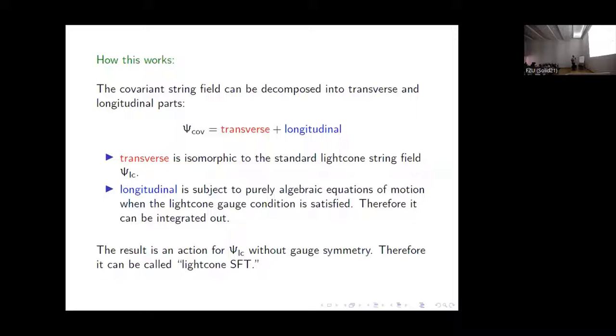Okay, so this is how light cone gauge works. The covariant string field can be decomposed into transverse and longitudinal parts. I will give more details later, but the transverse part turns out to be isomorphic to the standard light cone string field. And the longitudinal part, it turns out that if you impose this gauge condition, its equations of motion are purely algebraic. So you can integrate out this longitudinal part of the string field, and the result is an action which depends only on the light cone string field. And therefore you can call it a light cone string field theory. So that's the sense in which fixing light cone gauge results in a light cone string field theory.